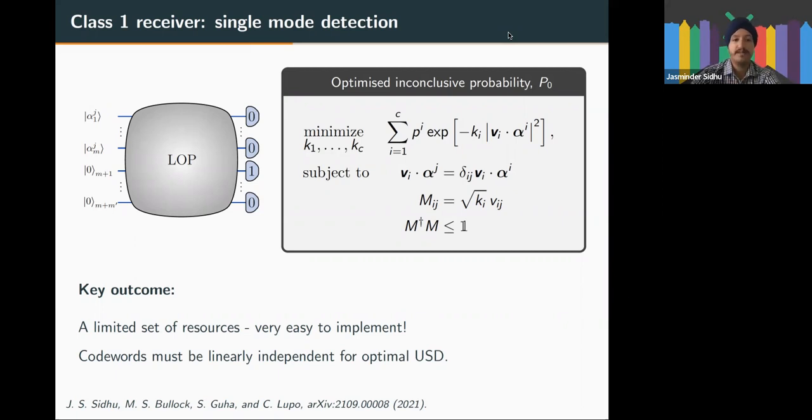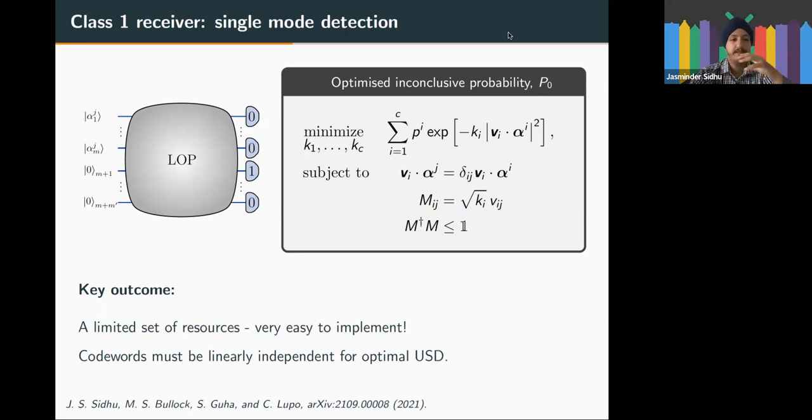Now, the optimized performance of this receiver is given on the right side. We derive this in our archive paper, so I'll refer you to the paper for details. But the key outcome is that this is a limited set of resources, so you can see it's very easy to implement. However, code words must be linearly independent for optimal unambiguous state discrimination.